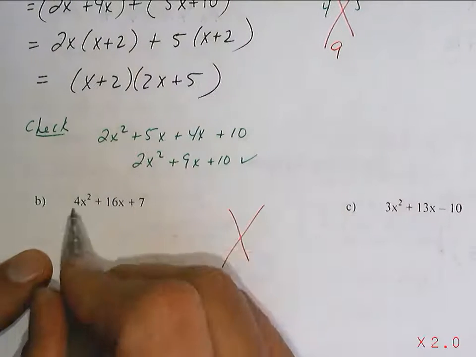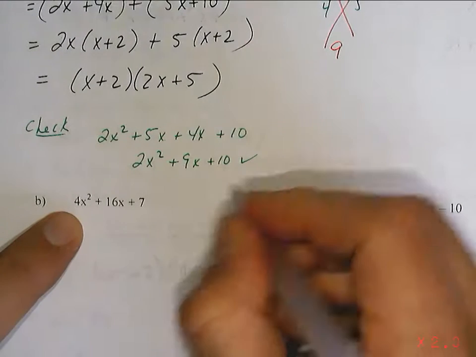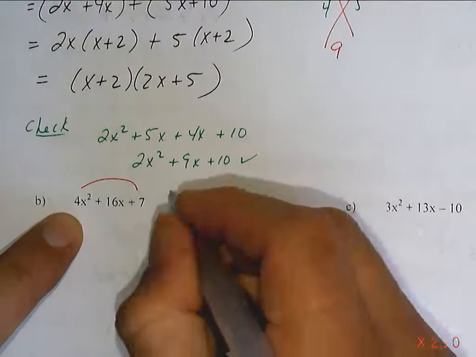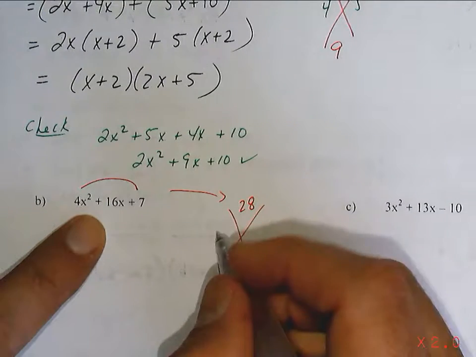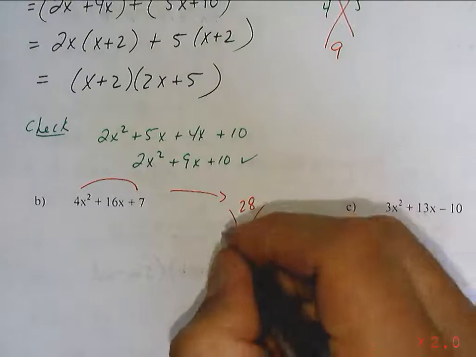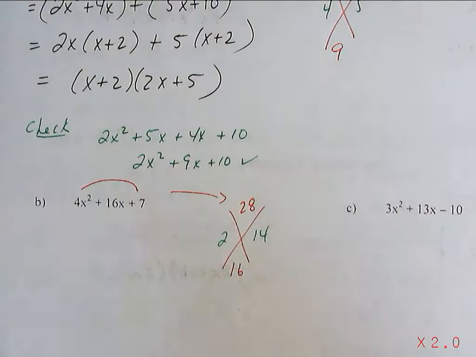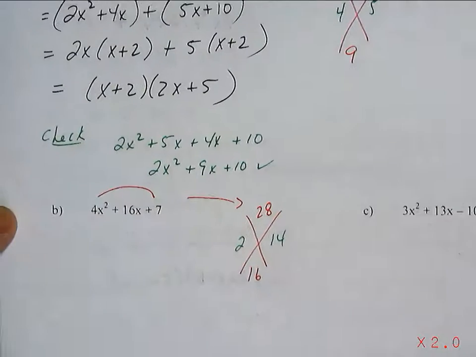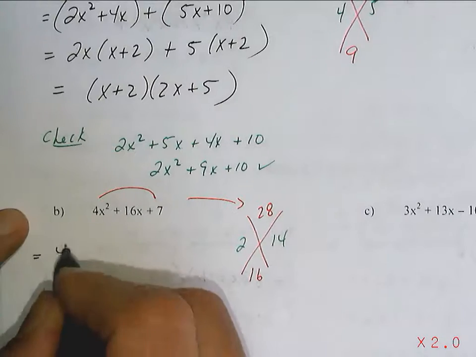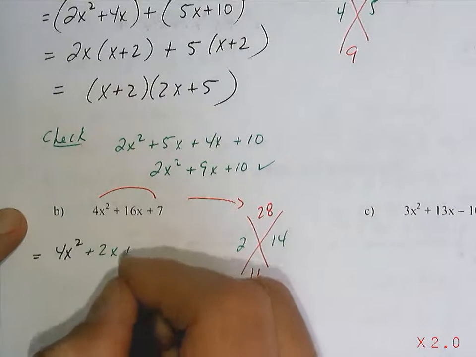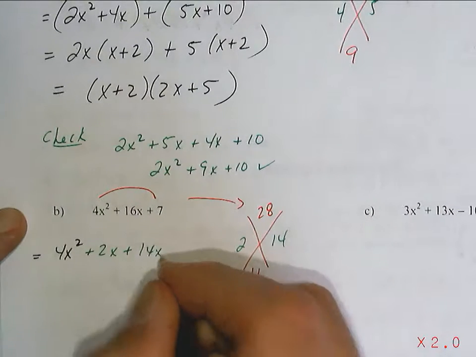I'm looking for two numbers that multiply to give 28. How'd I get 28? 4 times 7. That's how I get the 28. They have to add to give 16. So I'm thinking 2 and 14. They're both positive. They give me positive 16. They're both positive. They give me positive 28. This is the decomposition part. 4x squared, we're going to put in the 2x plus the 14x plus 7.